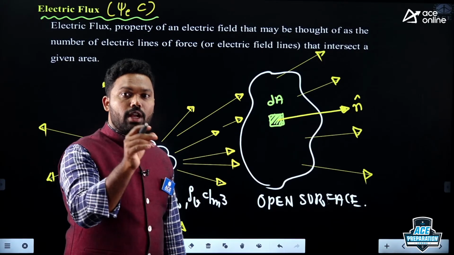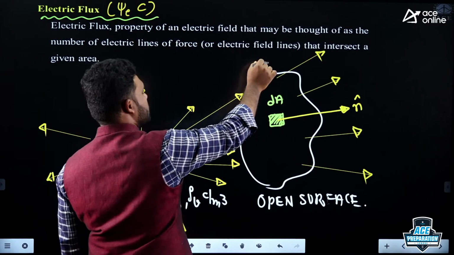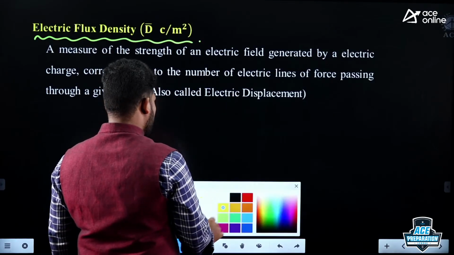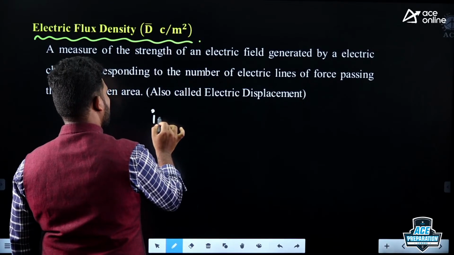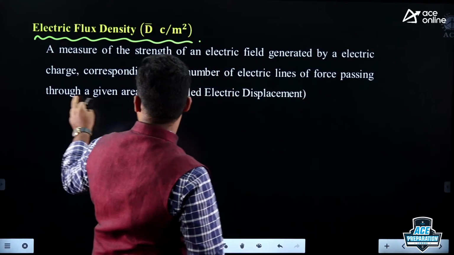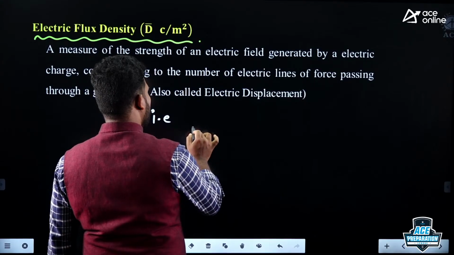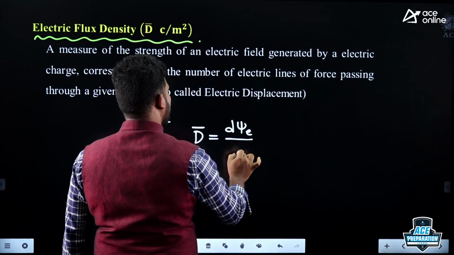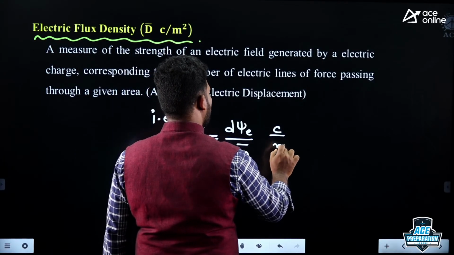How is it defined? Flux crossing through unit area. Let us say the total flux crossing through this surface is psi e. Fine. Let me turn the page here. So how is this flux density defined? D, the flux density, is the number of electric lines of force passing through a given area. So how is this D defined? D is equal to d psi e by dA. Units are coulomb per meter square.